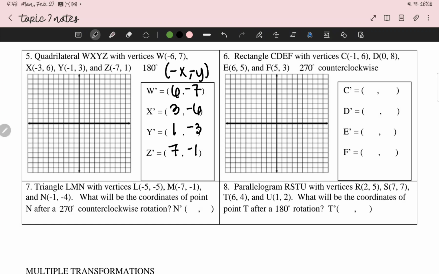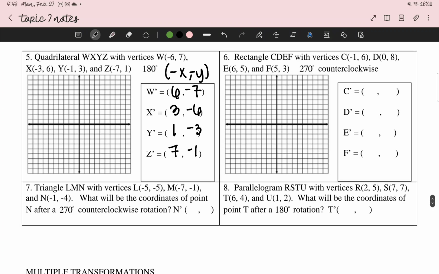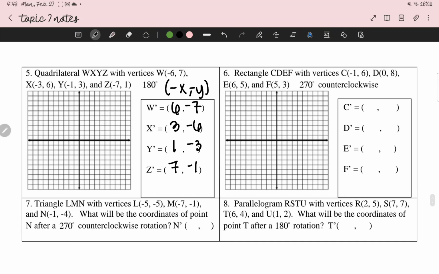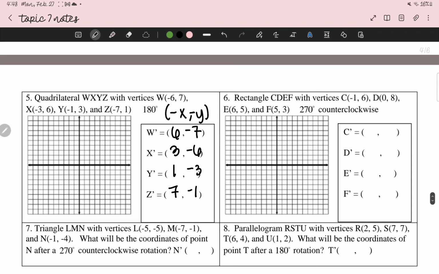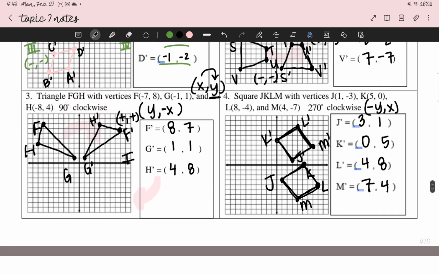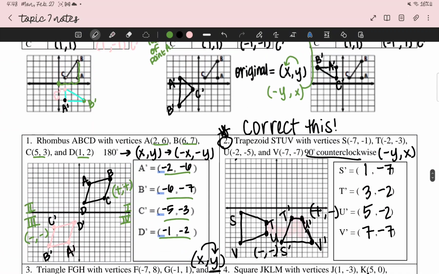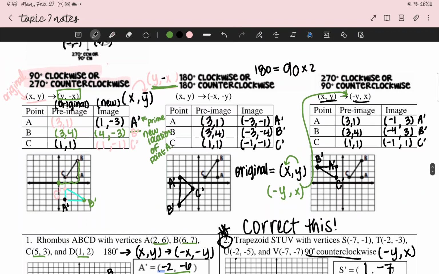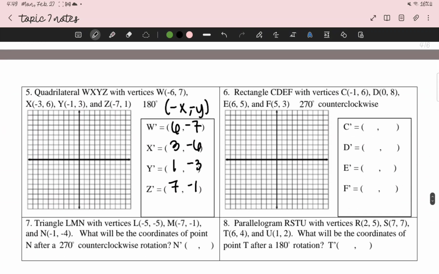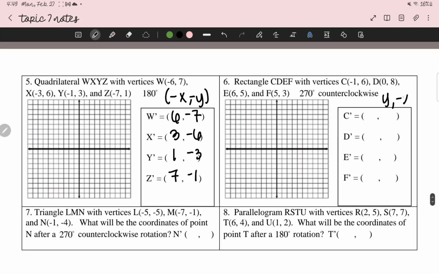And I'll leave y'all to graph those. I don't want to take too much of your time. And then on number 6, 270 counterclockwise. 270 counterclockwise, if you go back, that is going to be the same as 90 clockwise, which is y comma negative x. All right, y comma negative x. So I'm going to swap the x and y, but the x becomes its opposite. All right, swap x and y. X becomes its opposite.